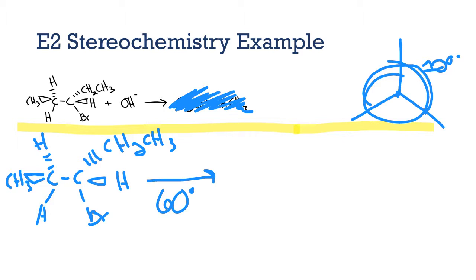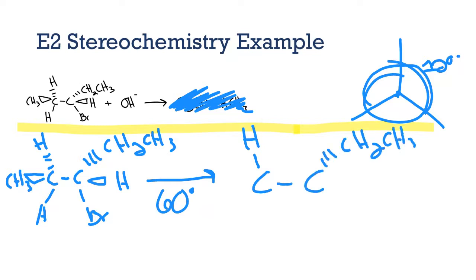So when I do that, I have this hydrogen in the back, this methyl group in the front. I want this hydrogen in the plane, so I'm going to shift this just like this. So now this is in the plane. This methyl group is still in the front, and now this hydrogen is in the back.